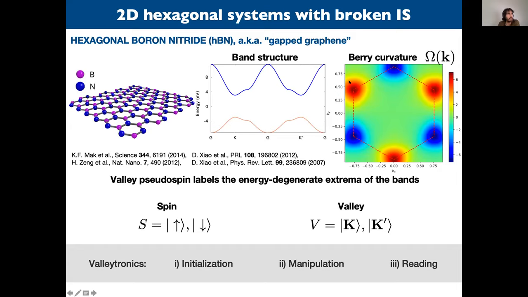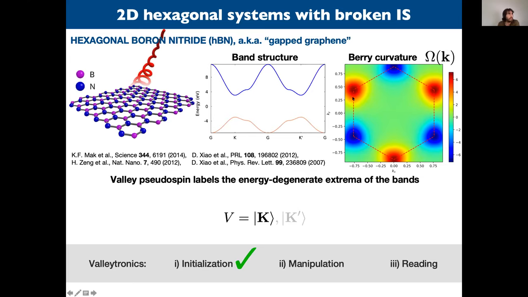Now, this Berry curvature acts like an effective magnetic field, which points out of plane of the monolayer, and in the presence of a longitudinal electric field, it deflects electrons up or down, depending on its sign. So I show the Berry curvature in red for positive sign and in blue for negative sign. And this Berry curvature leads to optical valley selection rules. So circularly polarized light will couple to one or the other valley depending on the helicity of the light and the sign of the Berry curvature at the valley. Therefore, using resonant circularly polarized light, we can initialize the valley state. Many experimental works have now achieved this.